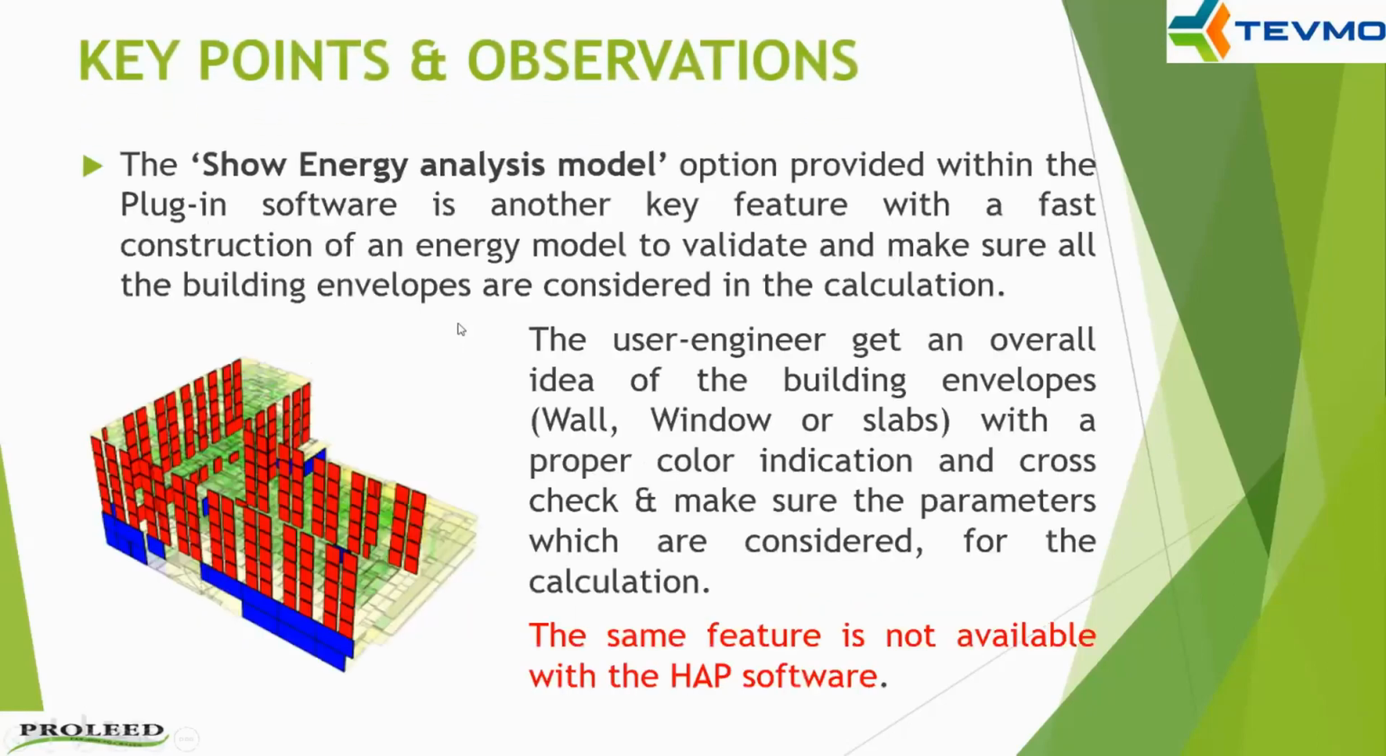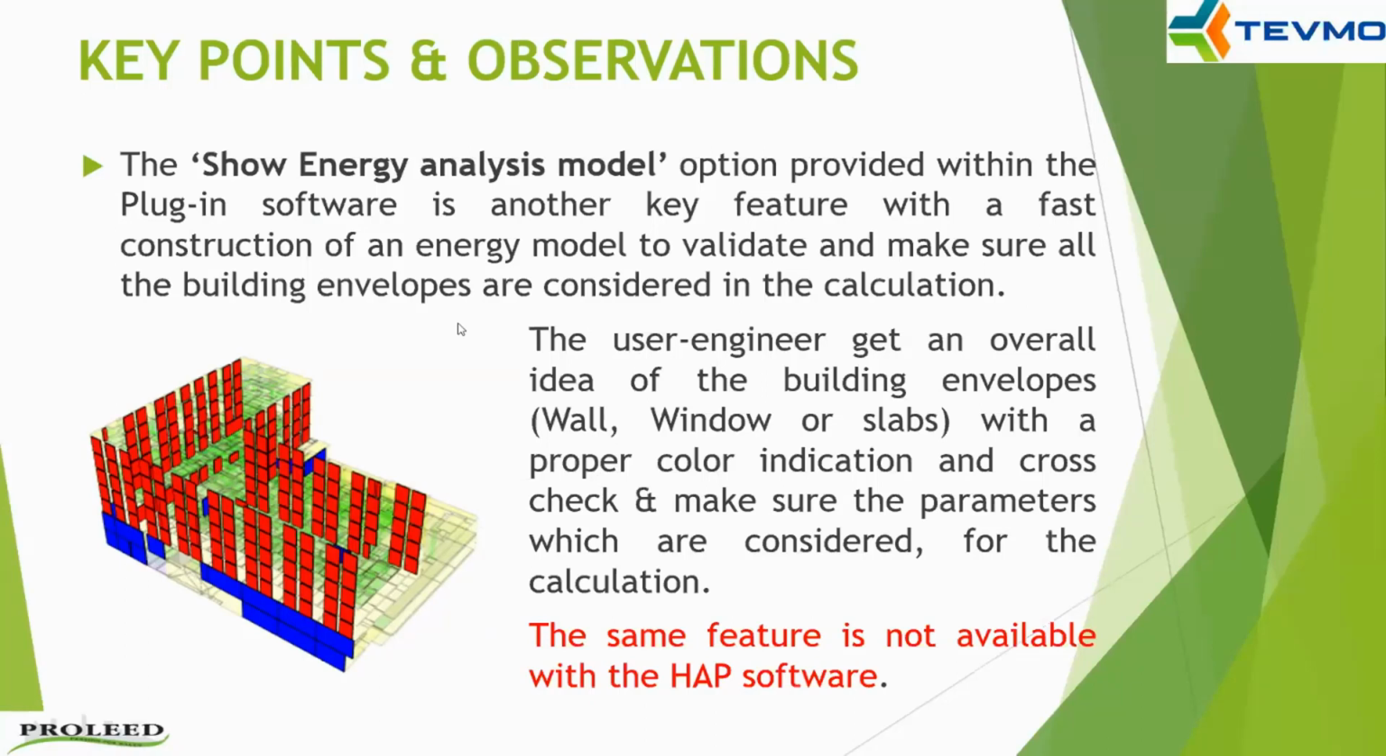Then comes the show energy analysis model option. So this is a very basic feature which is available in Revit also. But the advantage is that we will have a fast construction energy model to validate that all the building envelopes we have considered in this project are taken into the calculation or not, because the user engineer gets an overall idea of the building envelopes like walls, windows, slabs with proper color indication, and can cross check and make sure that all these parameters are considered. Basically, in HAP we don't have this kind of a feature.